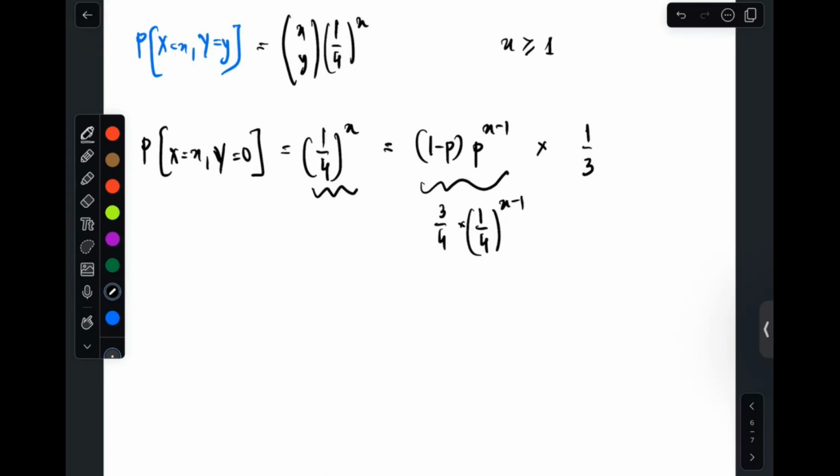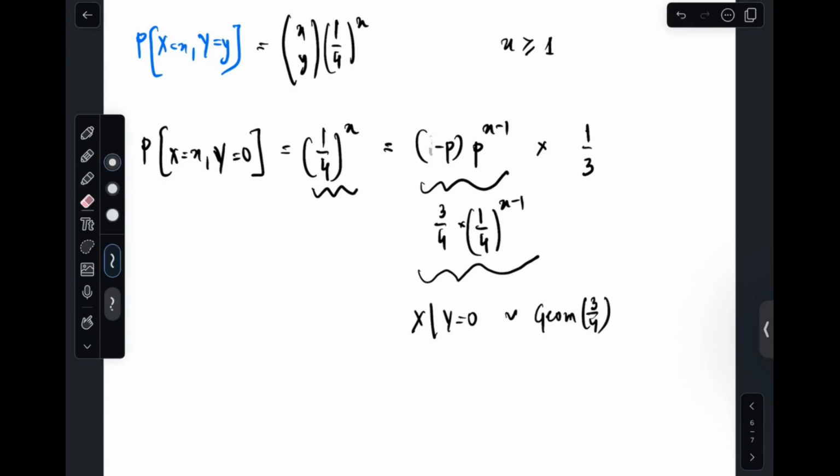So for this case, you can understand that x given y is equal to 0 follows geometric 3 by 4, because this is, sorry, I did it wrong. This will be p into (1 minus p) whole to the power x. Okay, so geometric 3 by 4 times 1 by 3. That means probability y is equal to 0 is 1 by 3.